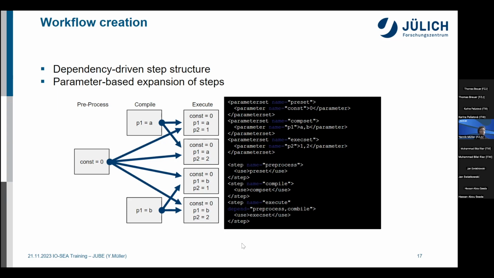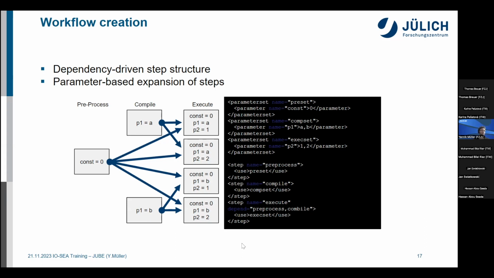Now you need to see which set is used in which step. So we have the preprocess, which uses the preset set with only 1 value, so it will be executed only once. Then we have step compile, which uses the comp set. Now the comp set has already 2 variations, so it will be executed 2 times. And then we have the execute step, which is depending on both of the other steps. And also it is using the exec set.